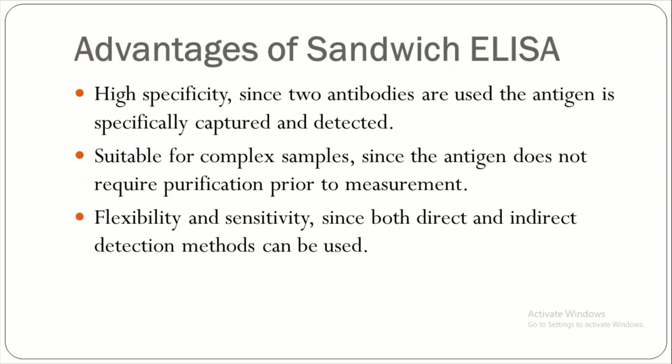So what are the advantages of sandwich ELISA? It has high specificity, since two antibodies are used and the antigen is specifically captured and detected. It is suitable for complex samples, since the antigen does not require purification prior to measurement. It offers flexibility and sensitivity, since both direct and indirect detection methods can be used.